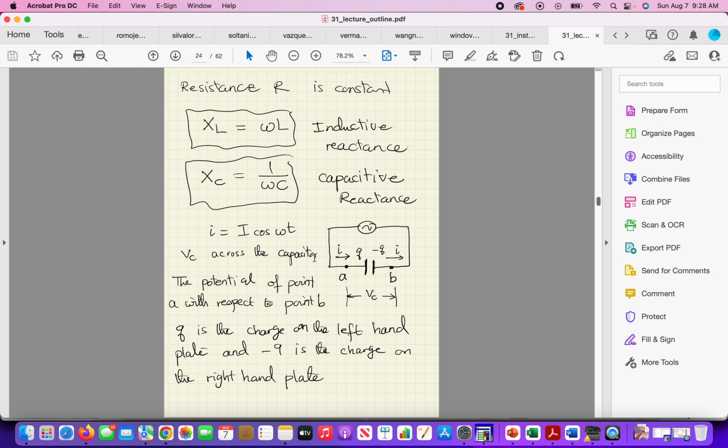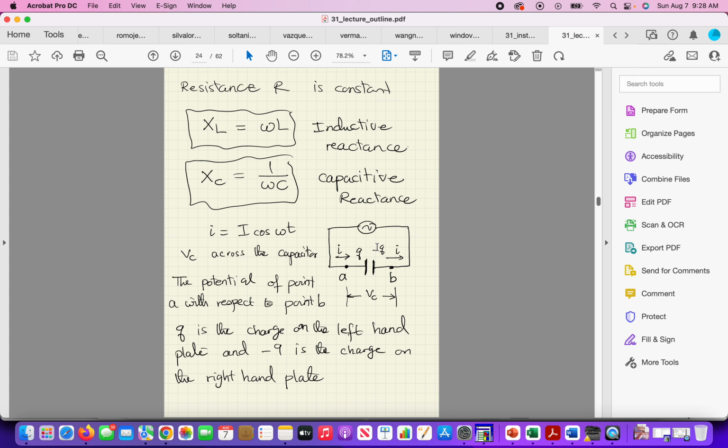Now, resistance R is constant. XL is omega times L, the inductive reactance, and XC is 1 over omega C, the capacitive reactance. This is the capacitor case. The current is I cosine omega t, and then VC across the capacitor is the potential of point A with respect to point B here. This is VC, and Q is the positive charge.